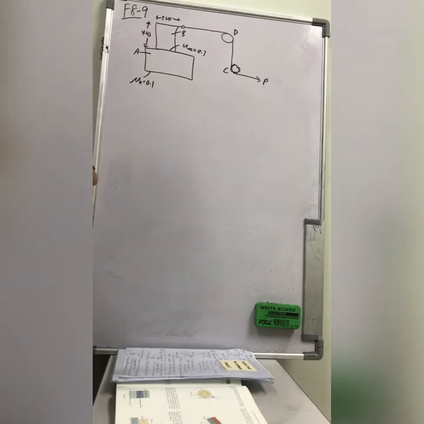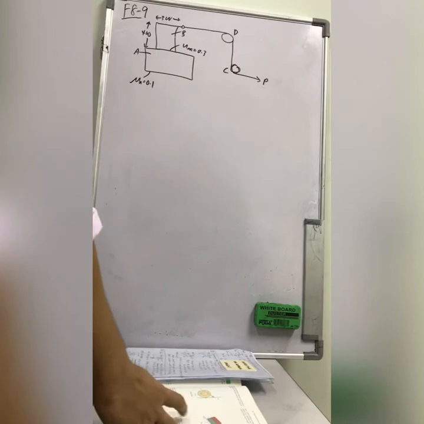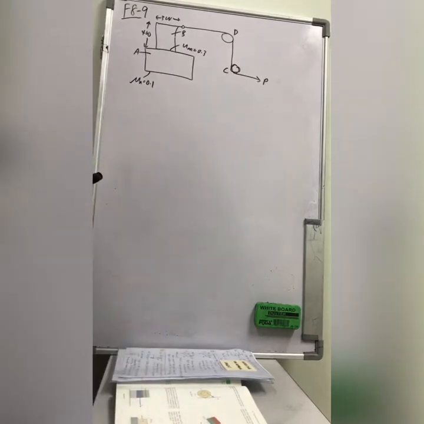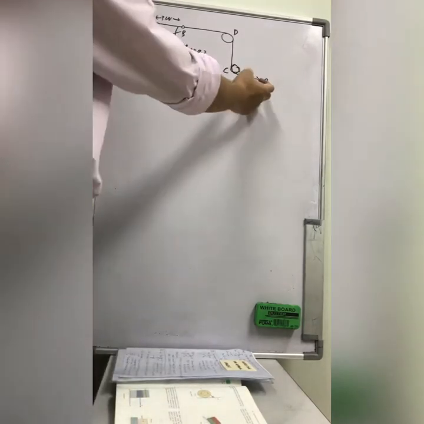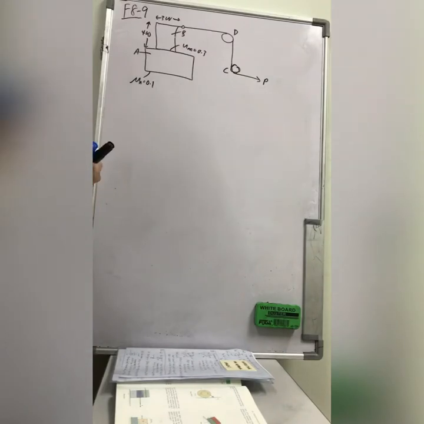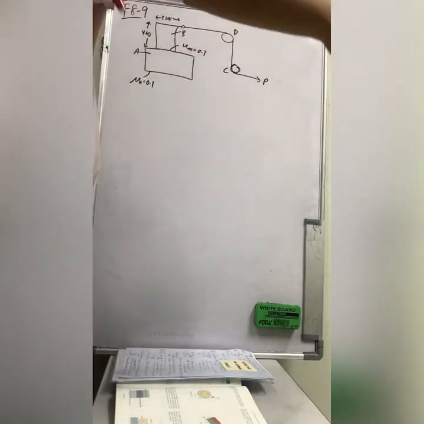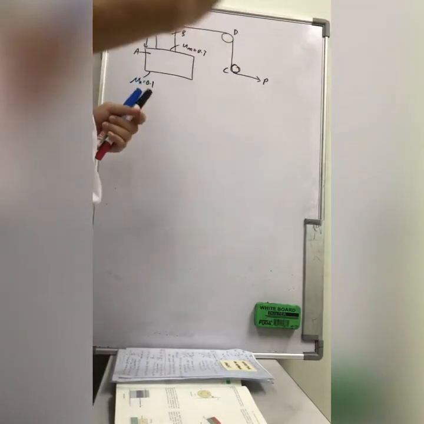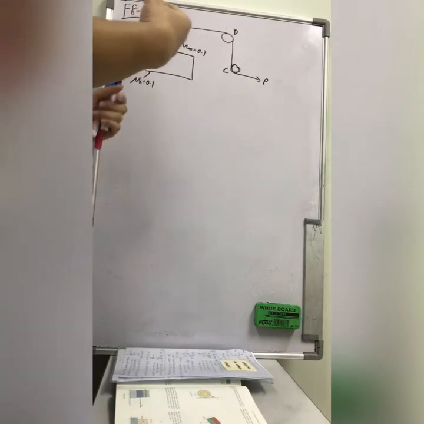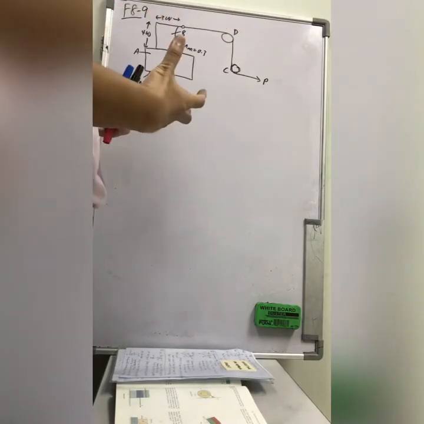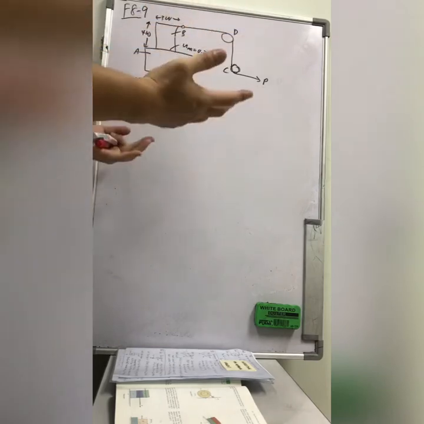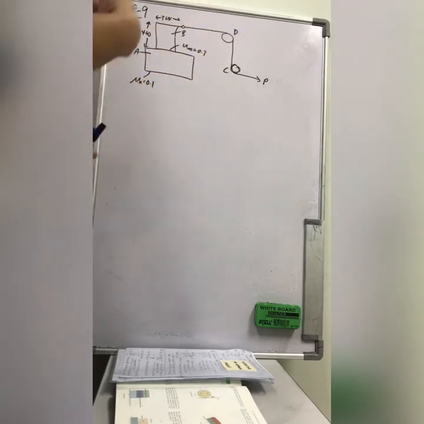So the question asks you to find the maximum, the largest force P which can be applied without causing motion. Basically, this is a problem about being at the verge of sliding, or I mean moving. It's about to move.